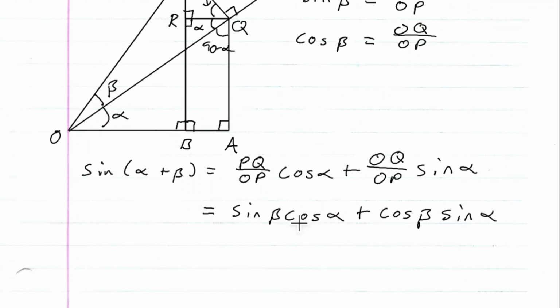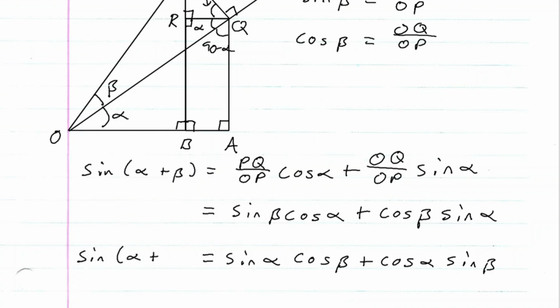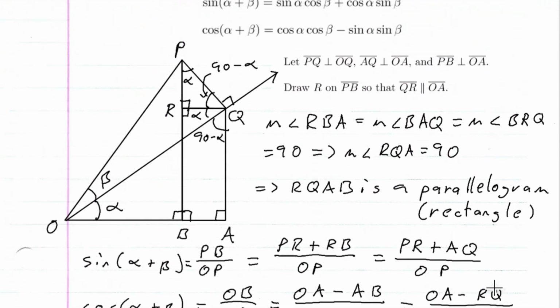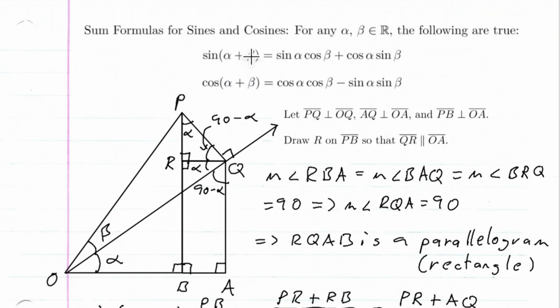And using the commutative property of addition and of multiplication, we can rewrite this as sine of alpha cosine of beta plus cosine alpha sine beta. So we have sine of alpha plus beta is equal to this, which is exactly what we're looking for. Sine of alpha plus beta equals sine alpha cosine beta plus cosine alpha sine beta.